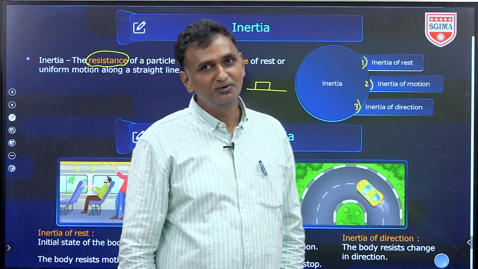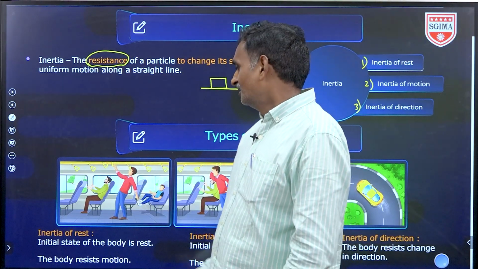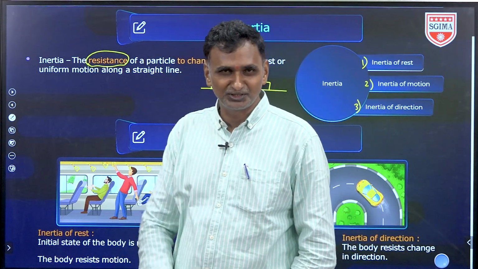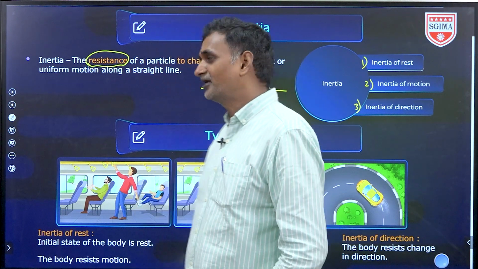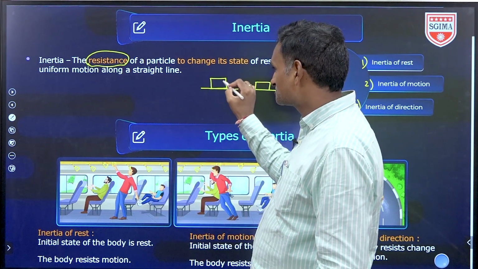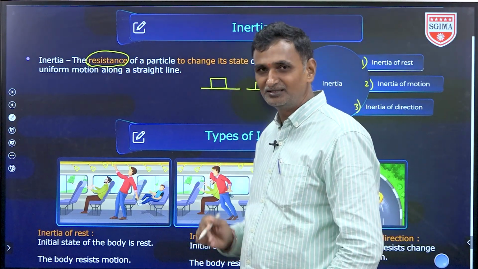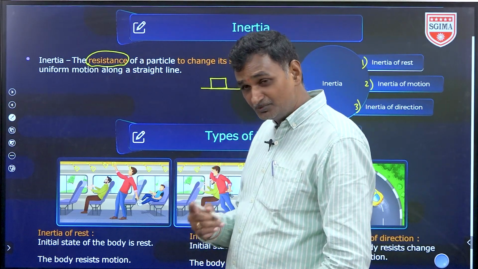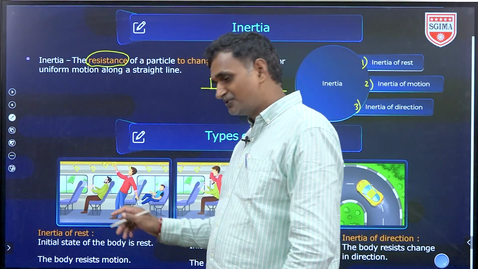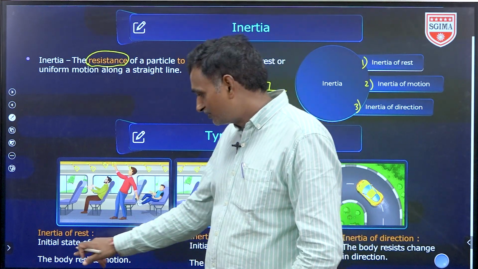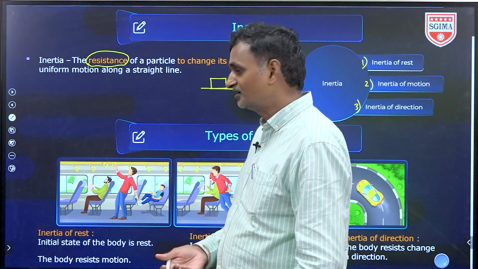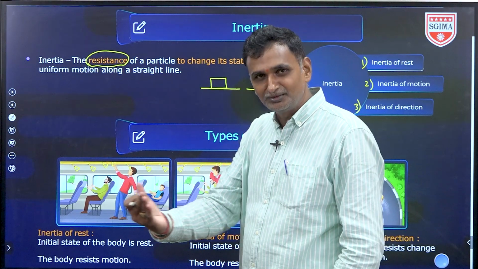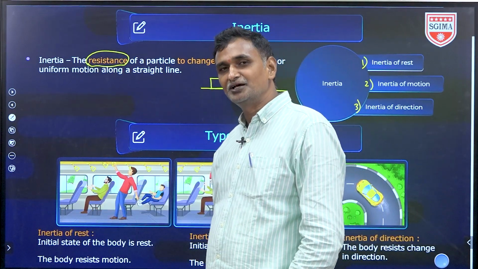Let us see one by one now. Okay. First of all, inertia of rest. The initial state of the body is at rest, and the body resists its motion. Suppose when a body is at rest, it always resists changing its state of rest into motion. That part is explained by the inertia of rest. So, once again I am saying, the initial state of the body is at rest. Now, the body resists the motion. What we can say is, when an object is at rest, it resists coming into motion. That part we can call inertia of rest.